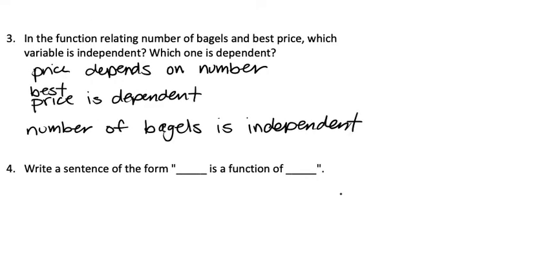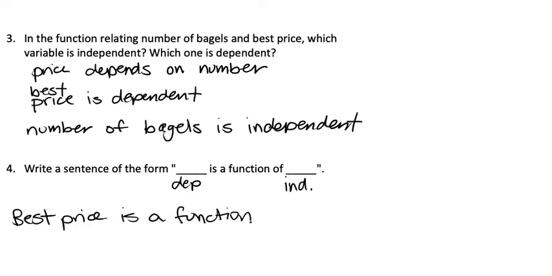And question 4 says to write a sentence of the form blank is a function of blank. So when we're writing the sentence in this way, we're always going to put the dependent variable in the first blank and the independent in the second blank. So for this one, best price is a function of number of bagels.